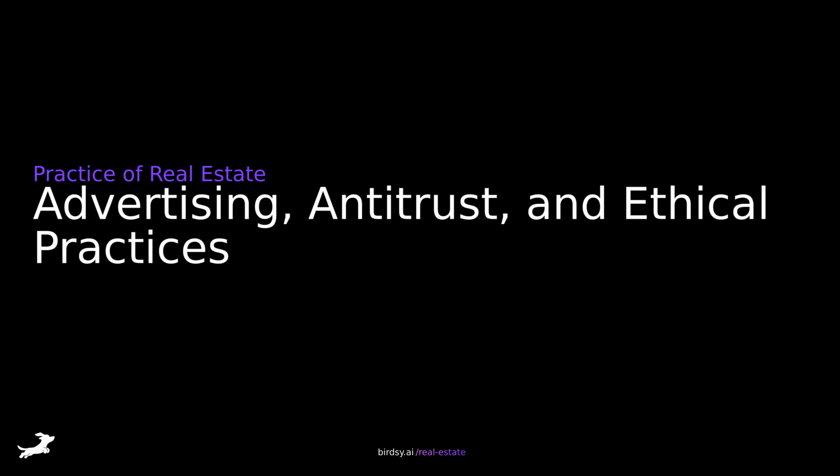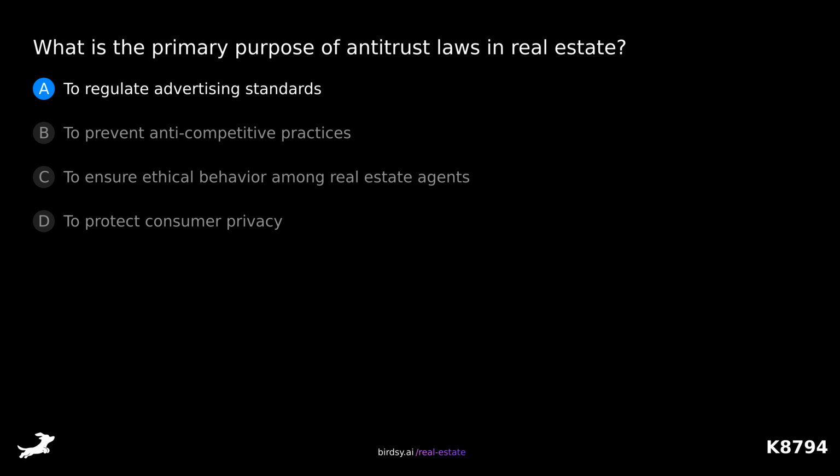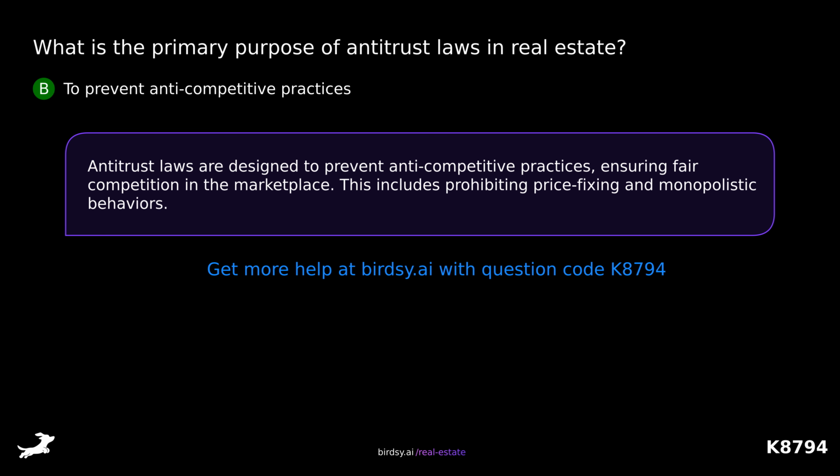Advertising, antitrust, and ethical practices. What is the primary purpose of antitrust laws in real estate? Is it A, to regulate advertising standards, B, to prevent anti-competitive practices, C, to ensure ethical behavior among real estate agents, or D, to protect consumer privacy? The answer is B, to prevent anti-competitive practices. Antitrust laws are designed to prevent anti-competitive practices, ensuring fair competition in the marketplace. This includes prohibiting price fixing and monopolistic behaviors.